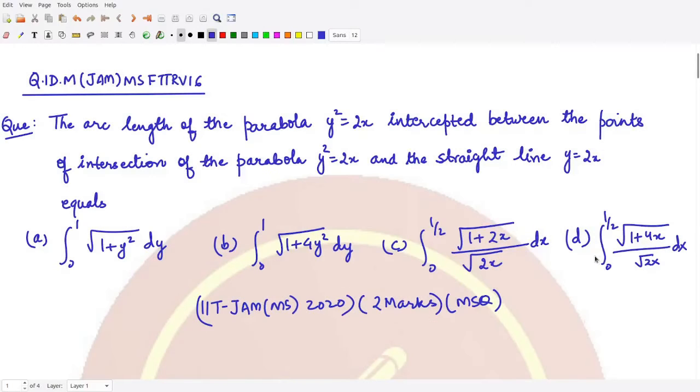Hello everyone, welcome to this video. In this video we'll be looking at another question from function of 2 or 3 real variables which appeared in the IIT-JAM 2020 mathematical statistics paper.